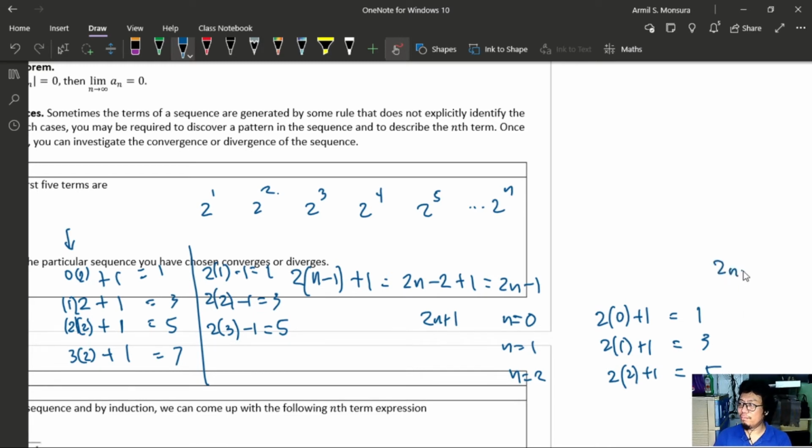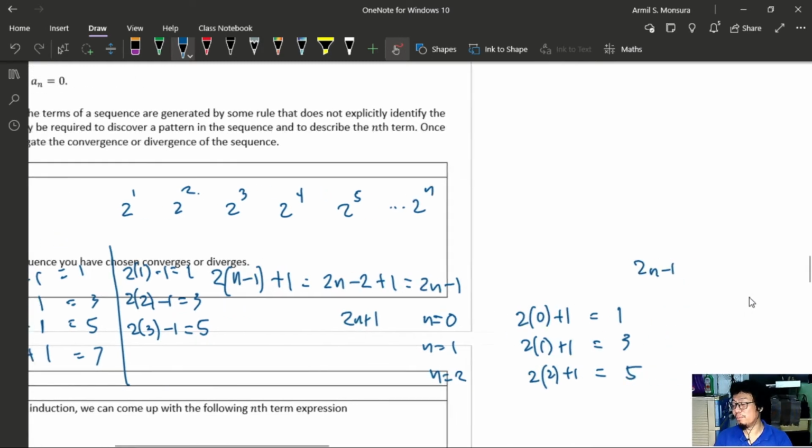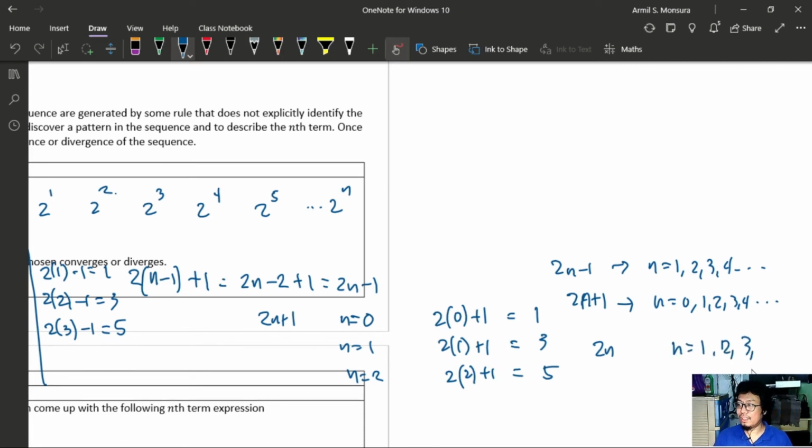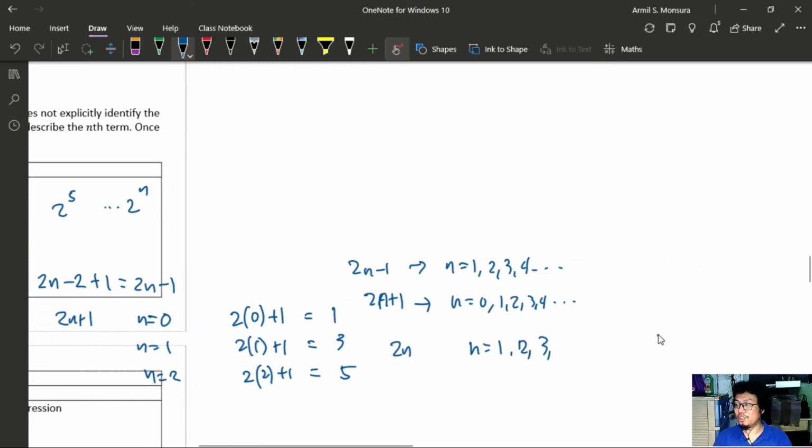So 2n minus 1 generates a set of odd numbers for n equals 1, 2, 3, 4, and so on, while 2n plus 1 generates a set of odd numbers for n equals 0, 1, 2, 3, 4, and so on. So there are various ways to generate odd numbers, even with even numbers. For example, 2n generates even numbers for n equals 1, 2, 3. The sequence generated here is 2, 4, 6, 8, 10, and so on.